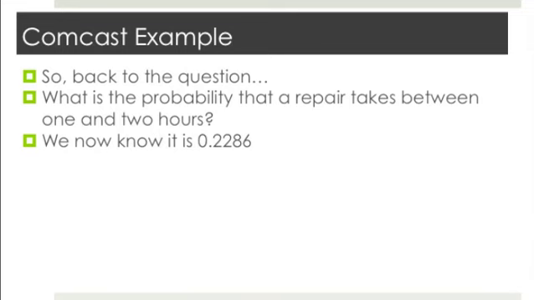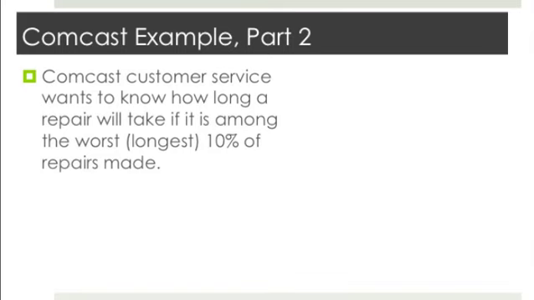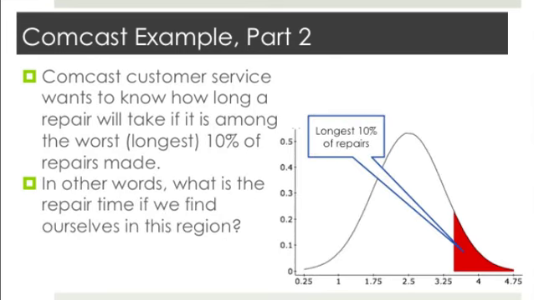So now let's look at a slightly different example. Suppose that Comcast customer service wants to know how long a repair will take if it is among the worst or the longest 10% of repairs made. In other words, what is the repair time if we find ourselves in this region over here on the normal curve? This region represents the longest 10% of repairs. In other words, this area here is 0.1 out of the entire possible area of 1. So we're here in this region over here on the right.